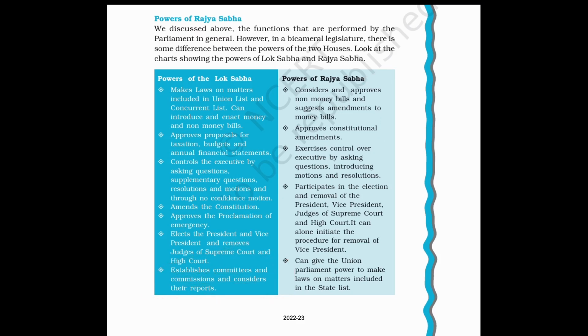In Rajya Sabha's powers, approving and considering the non-money bill. So you can see here nothing is written about approving the money bill and all this. There is a reason for that. So we will deal with that again. But suggesting amendment to the money bill. Approving the constitutional amendment. So do you see that this point and the amendments, they are the same for both of them. Exercising control over the executive through questions, motion, resolution, etc. Participating in the election and removal of president, vice president, judges, and the removal also.